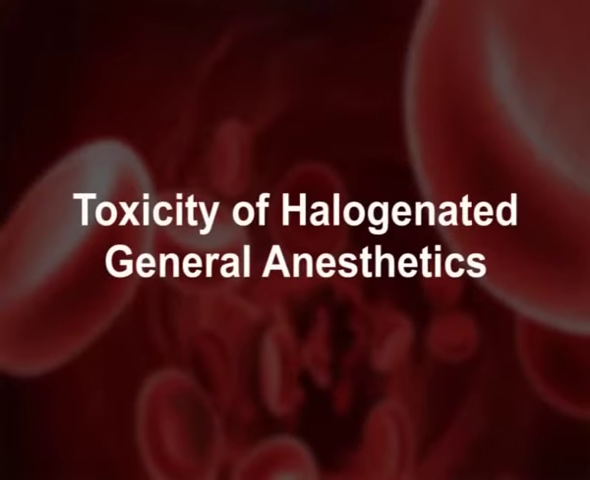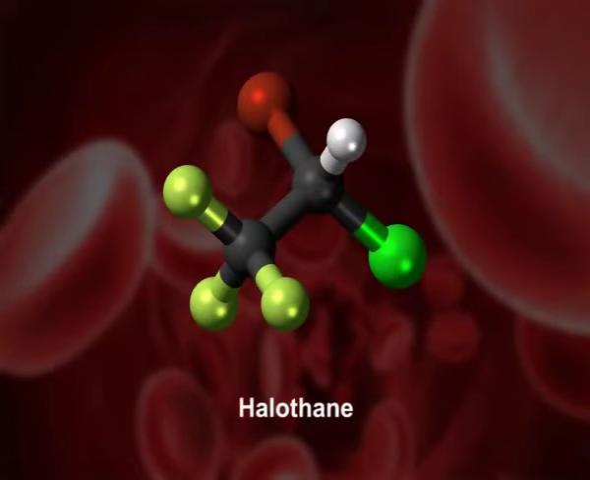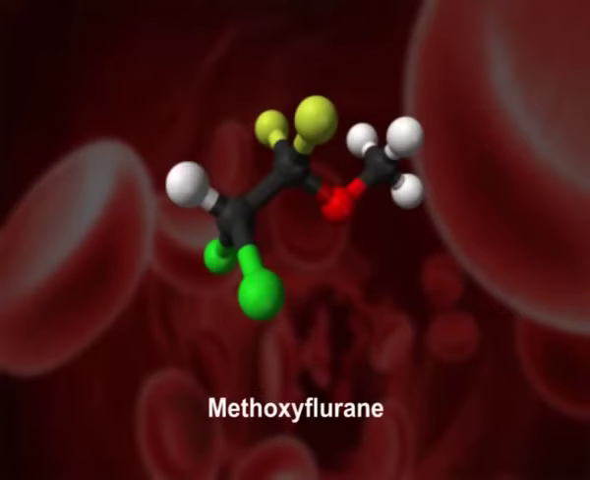Next is about toxicities associated with halogenated general anesthetics. Although few signs of toxicity usually are observed during the short-term, infrequent administration of general anesthetics, a few well-defined toxic effects have been noted. For instance, halothane and methoxyflurane are known to produce hepatotoxicity and nephrotoxicity respectively.